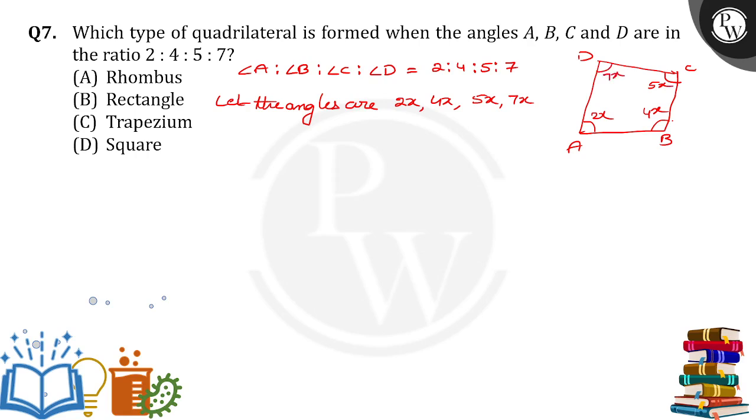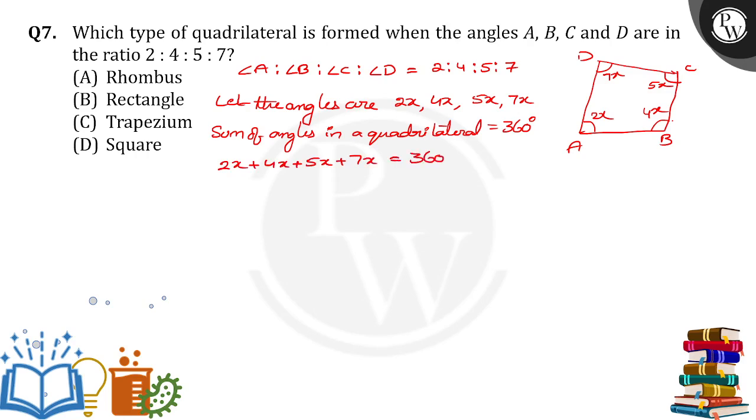Let's find out the four angles first of all. Sum of the angles in a quadrilateral is equal to how much? Sum of the angles in a quadrilateral is equal to 360 degrees. So 2x plus 4x plus 5x plus 7x is equal to 360 degrees. So how much will we get? 2x plus 4x is 6x, 6x plus 5x is 11x, 11x plus 7x is 18x. 18x equals 360, then x is equal to 360 by 18, we will get x value is 20. So x is equal to 20 we got.